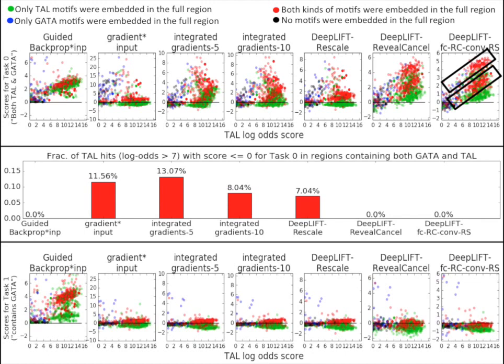Now, you may notice that the scores for task 0 seem to be tiered. This turns out to be caused by having different numbers of tal motifs in the sequence. That is, the total importance for tal ends up being distributed across all the different instances of the tal motifs. For more details, please see the appendix.